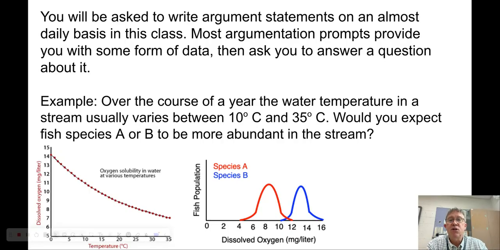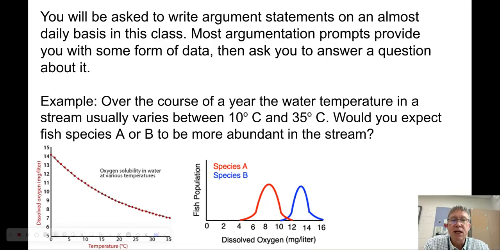So here's an example I've got here. Let's just say over the course of a year, the water temperature in a stream usually varies between 10 degrees and 35 degrees. Would you expect fish species A or B to be more abundant in the stream? And then we're given these two graphs, one of oxygen solubility in response to temperature changes, and one is the fish populations at different oxygen levels. So I have access to data, and I'm asked a question about it, and I'm asked to respond as prompt.